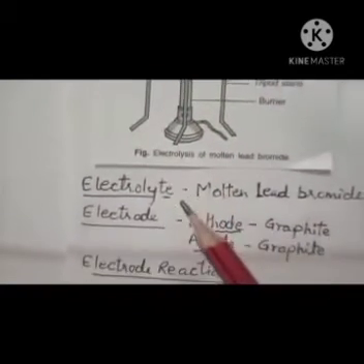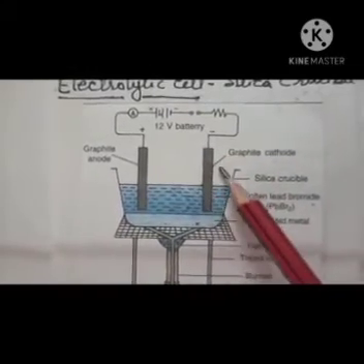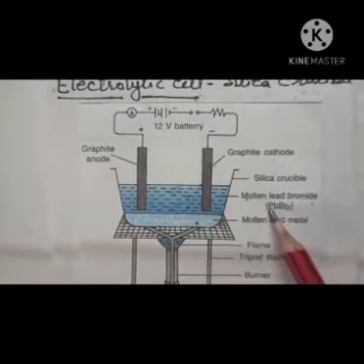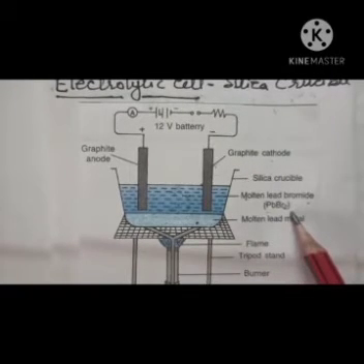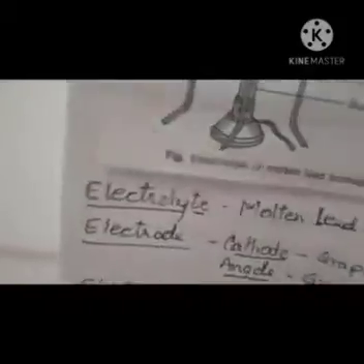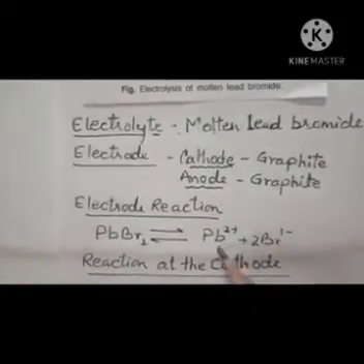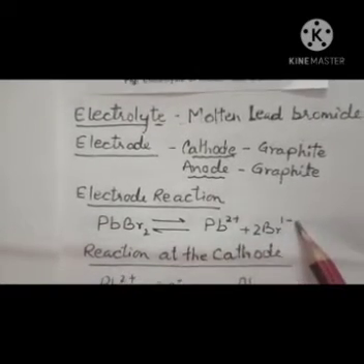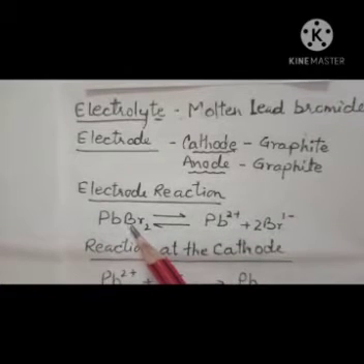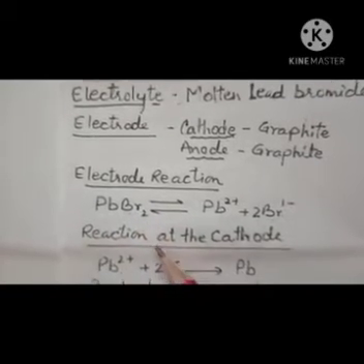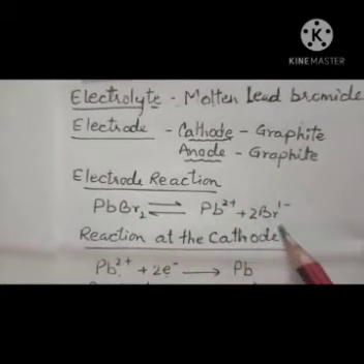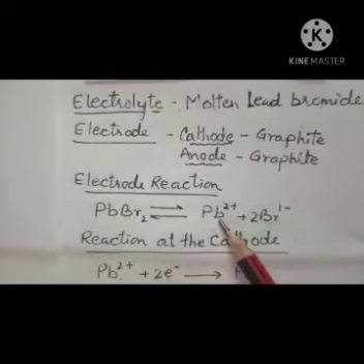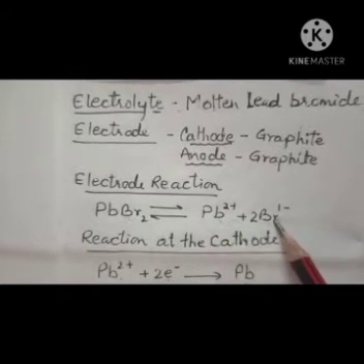Okay, now next, when you pass electric current through this electrolyte, what happens? The lead bromide decomposes into lead ions and bromide ions, right? Now just look here. They decompose into lead ions and bromide ions, Pb2+ and 2Br-. Now in the electrolytic solution, you have two ions. The positive ion is the lead ion and the negative ion is the bromide ion.